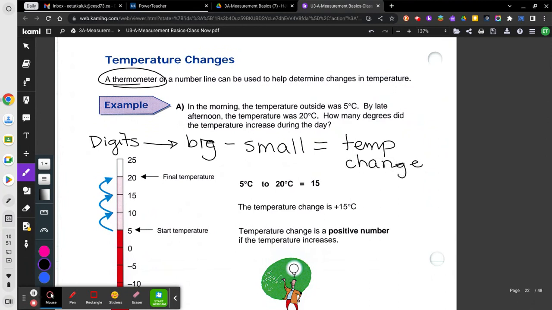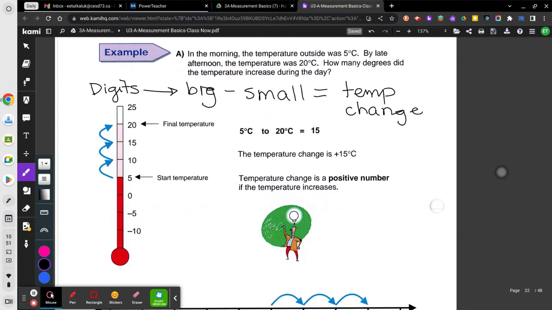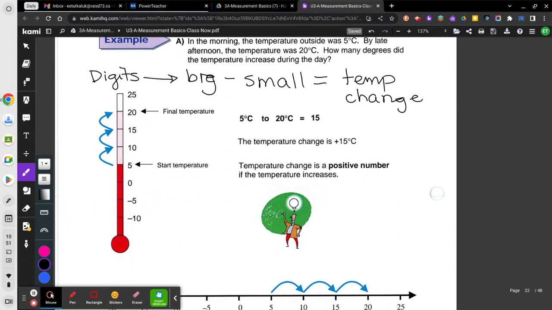Now, sometimes you're going to have negative numbers, and that's okay. So here they have a temperature of 5 degrees going up to 20. So what is that? Well, you take big number, 20, subtract small number, 5, we get 15 degrees. So it's always big number, subtract small number.